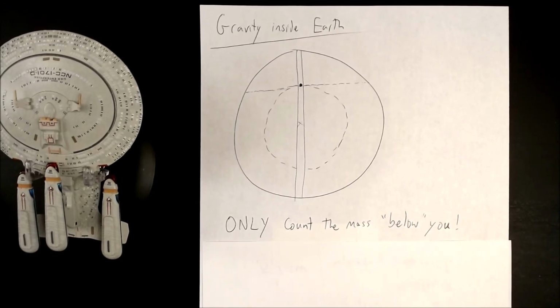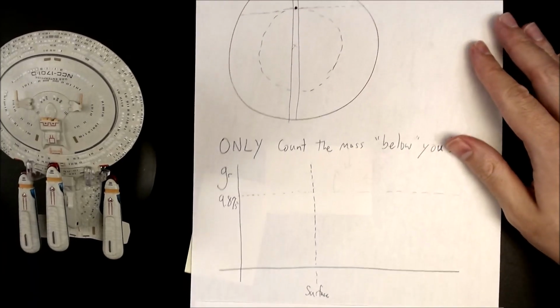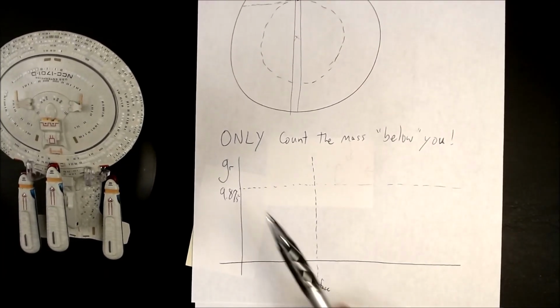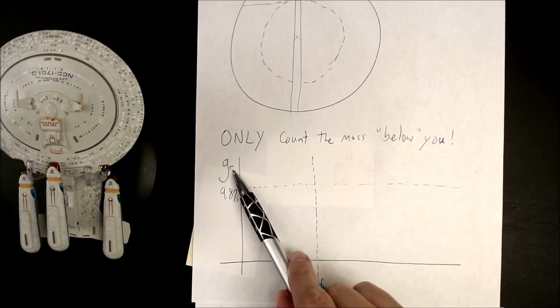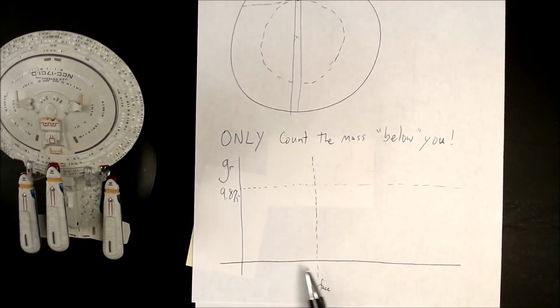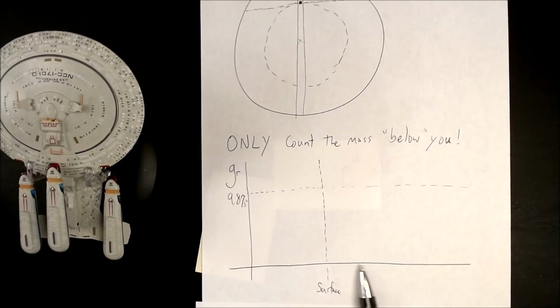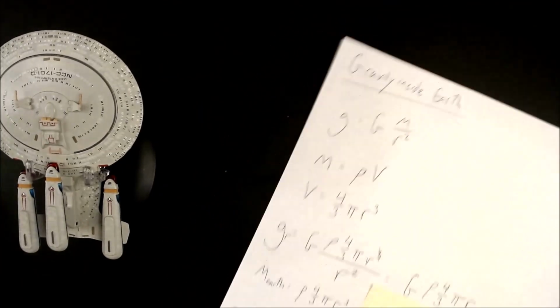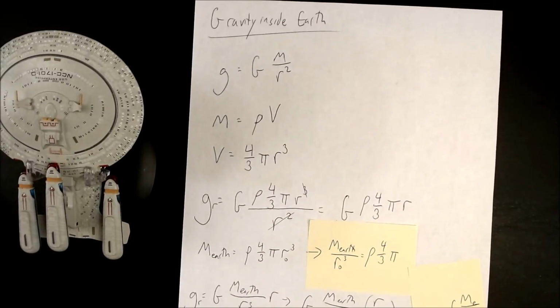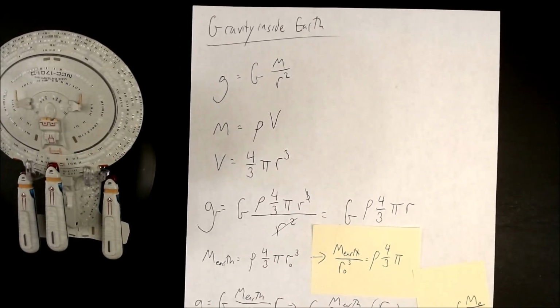What I want to do is make a graph of the acceleration due to gravity at any particular radius, any particular distance from the center of the Earth, which includes, on this graph, points that are below the surface of the Earth and points that are above the surface of the Earth. Let's try that. Well, I actually got all the math here. The gravity inside the Earth.